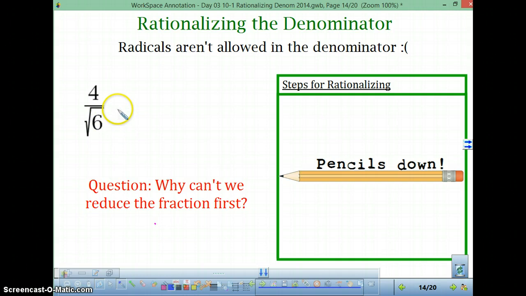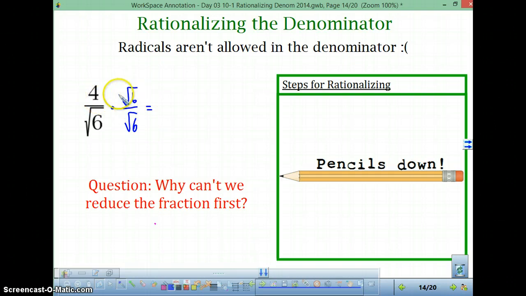So let's try it this way. We want to be able to get that 6 out of the denominator. And what we're going to do is use this strategy, which is called rationalizing the denominator. We're going to multiply this fraction by 1. If we do that, are we going to change the value of the fraction? No, because when you multiply by 1, you don't change the value. But we're going to write 1 in a special way that's going to help us. We're going to write it as root 6 over root 6. Can you see that this is still equal to 1?